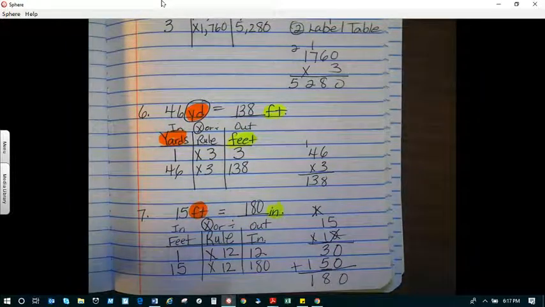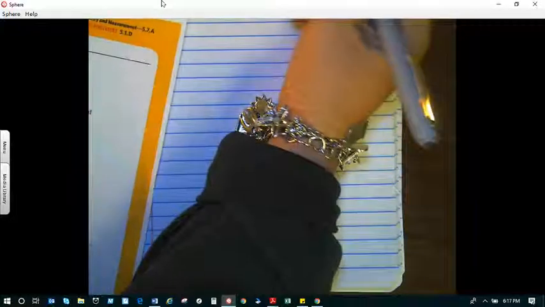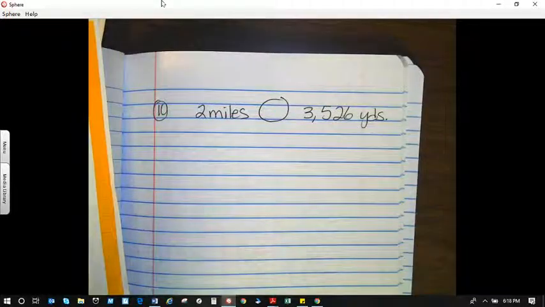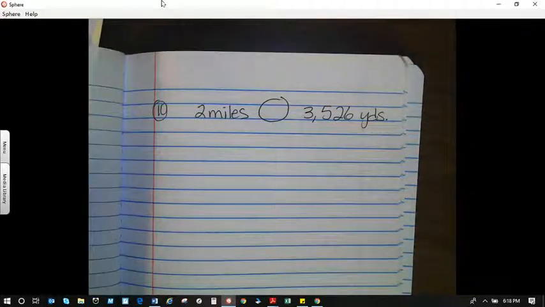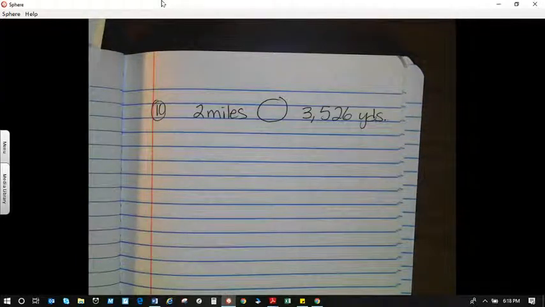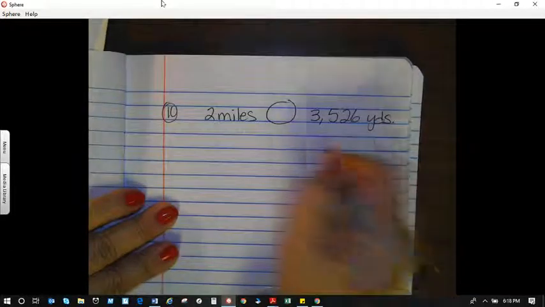All right. Next one, number 10. Number 10 reads, is 2 miles greater than, less than, or equal to 3,526 yards? This was confusing. Oops, I'm so sorry. This was confusing for a few people because it could be a difficult concept if you're not following input, outputs, and then labeling.